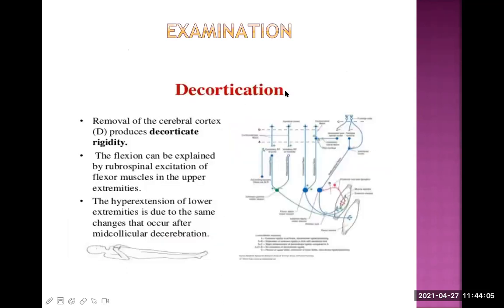Now, this is decortication or decorticate rigidity. This occurs when there is a removal of the cerebral cortex effect. With the removal of the cerebral cortex effect, the flexion can be explained by rubrospinal excitation of the flexor muscles in the upper extremity. So it is associated with rubrospinal excitation. And the hyperextension of the lower extremity is due to the same changes that occur after midcollicular decerebration. So this occurs with an even higher type of lesion in the brain, decorticate posture.